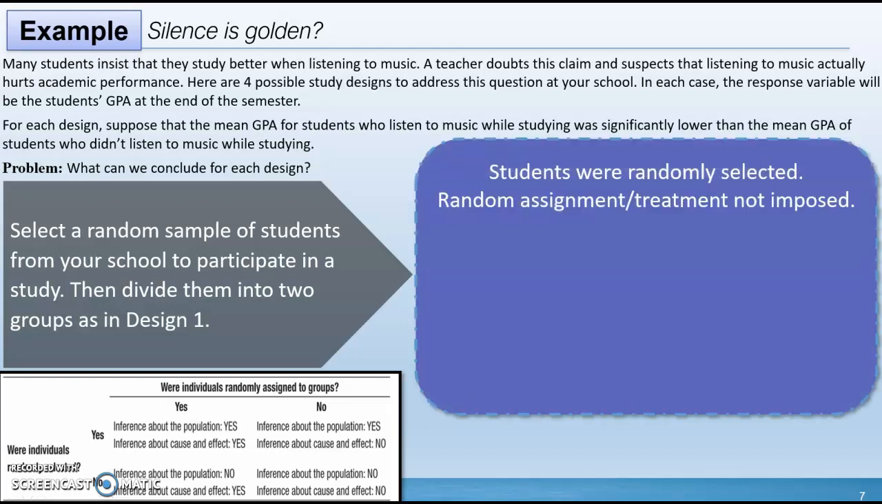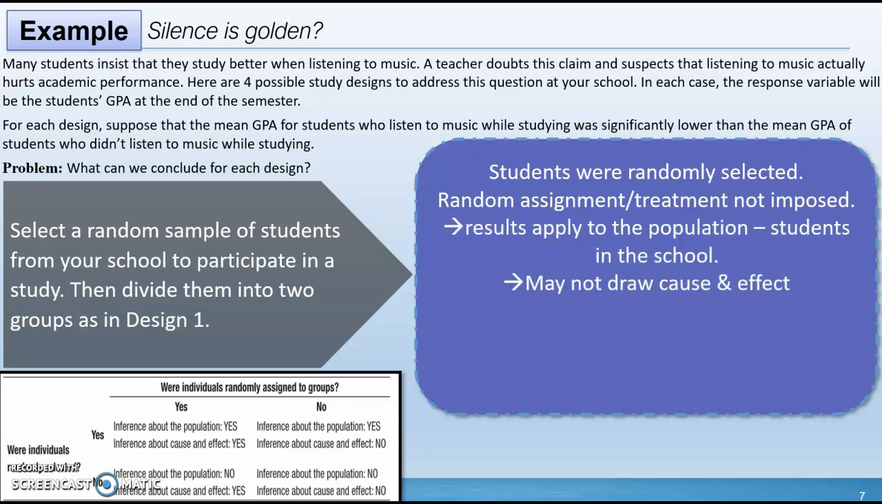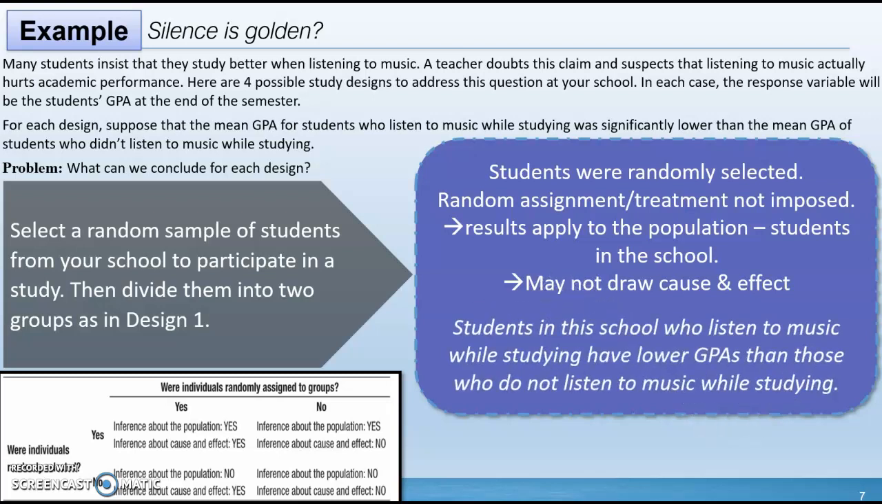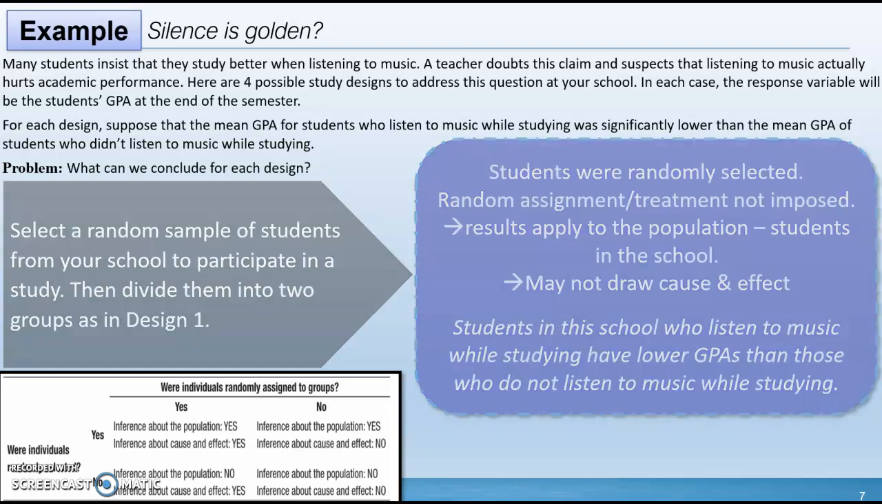The students were randomly selected, as it says, out of your school, and there was not a random assignment or a random treatment imposed. So therefore, the results will only apply to our population, which in this case is our school, the students in our school, and you cannot draw cause and effect because of that. So for this one, students in this school who listen to music while studying have lower GPAs than those who do not listen to music while studying.